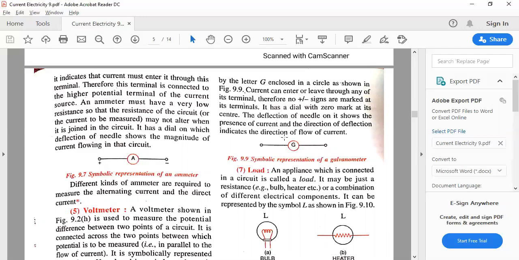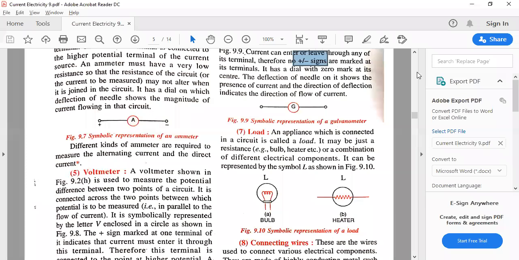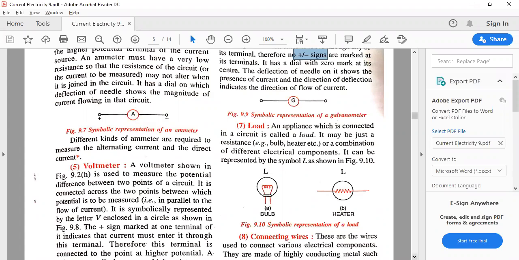So galvanometer does not have plus or minus sign. Okay, and it has a dial with zero mark. Okay, heater को ऐसे draw कर सकते हो. They can ask you to draw the symbol. ठीक है, and it's represented as L.